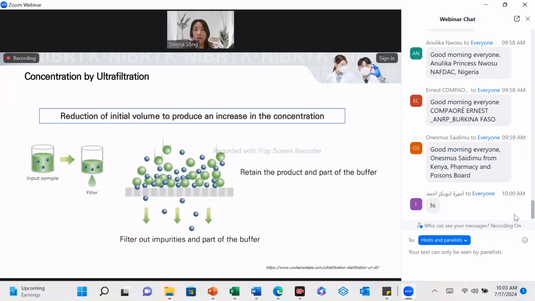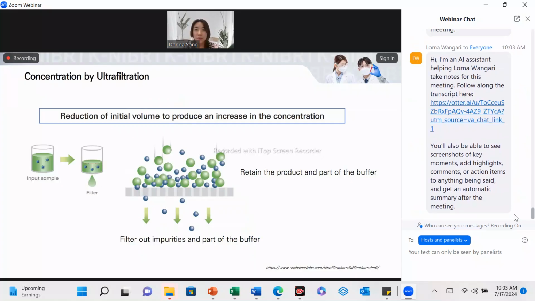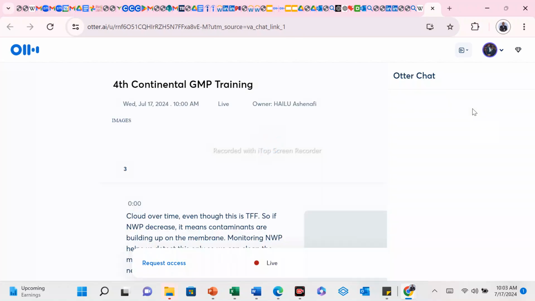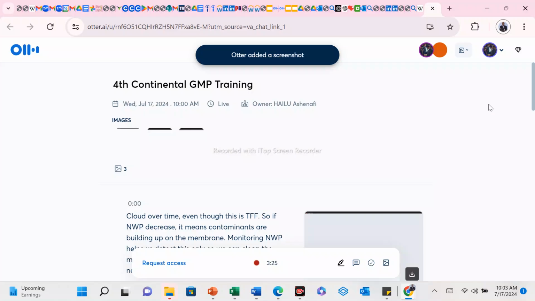So ultrafiltration works like this. During the process, the product, which is a larger molecule, stays in the retentate, and impurities, which are small molecules, are filtered out into the permeate with the buffer. So as this process continues, the product can be concentrated by reducing its volume, like this.